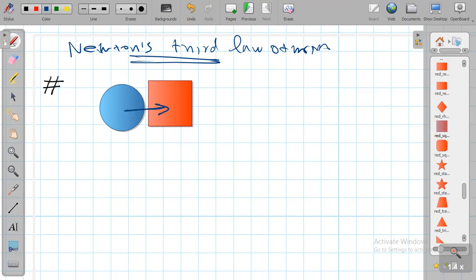This one imparts a force of F in this direction. Remember that the other object imparts a force equal but in the opposite direction. This one is known as the reaction force, and this one is known as the force. One is the applied force, the other one is the reaction force. Now copy this. Okay, copy these two diagrams.